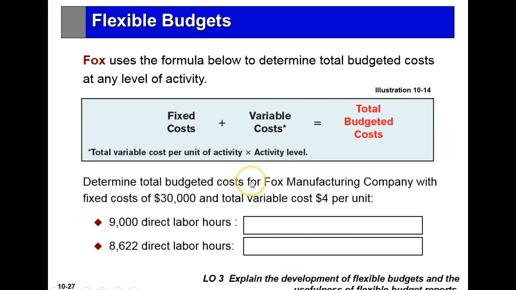Fox uses the formula below to determine the total budgeted costs at any level of activity. So we've got our fixed costs plus our variable cost times the activity level to come up with our total budgeted costs. Determine total budgeted costs for Fox Manufacturing with fixed cost of $30,000 and total variable cost of $4 a unit. So what are we going to do here? 9,000 direct labor hours. What are going to be our total budgeted costs? How are we going to begin to figure this out?